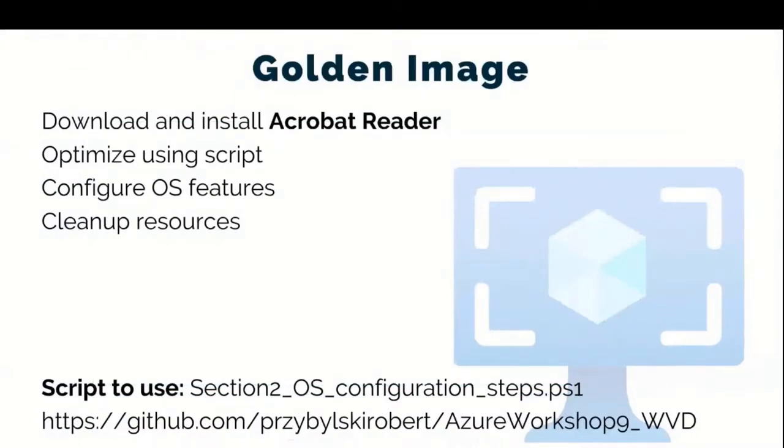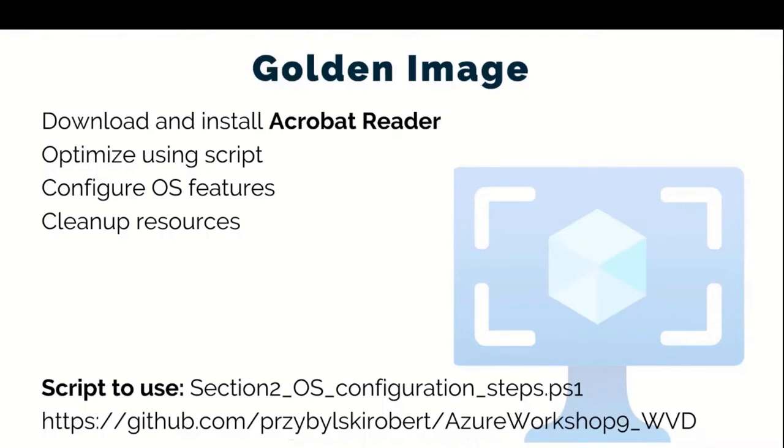So with our golden image, we need to first of all deploy the VM, then use the optimized script, configure OS features, and clean up the resources. For that case, we will use the script section 2, but please don't download it yet because we need to upload the script to the VM.